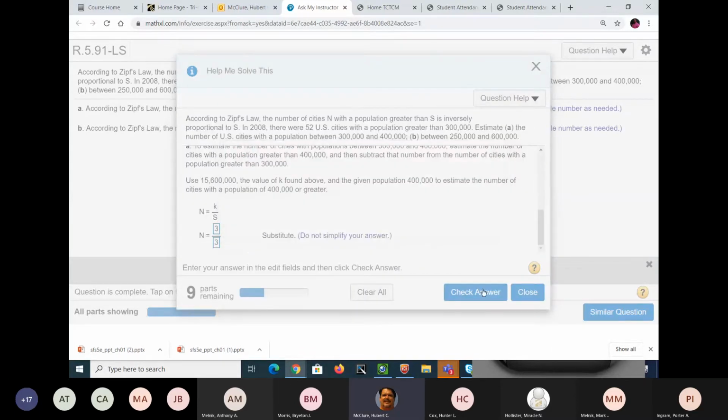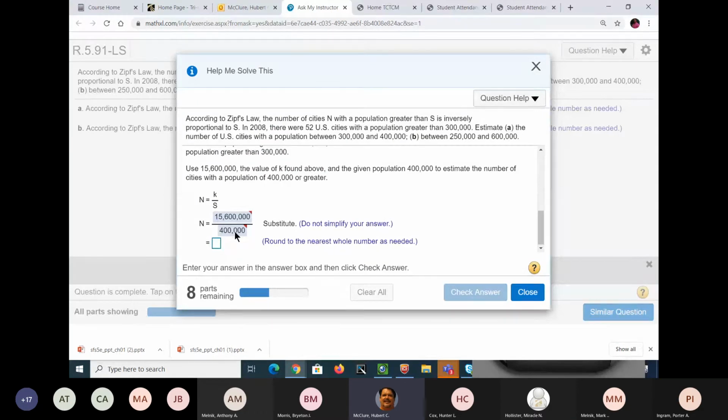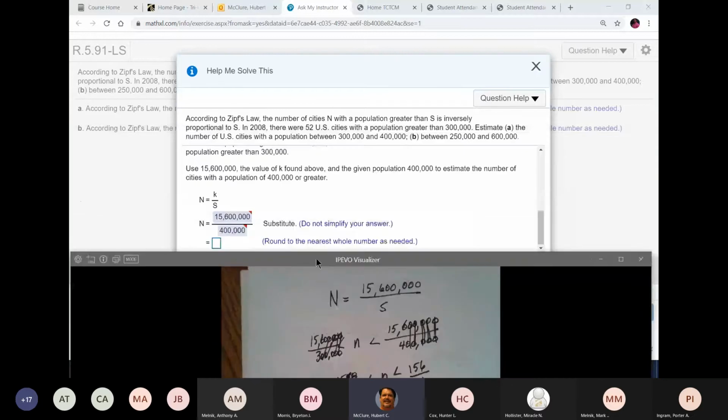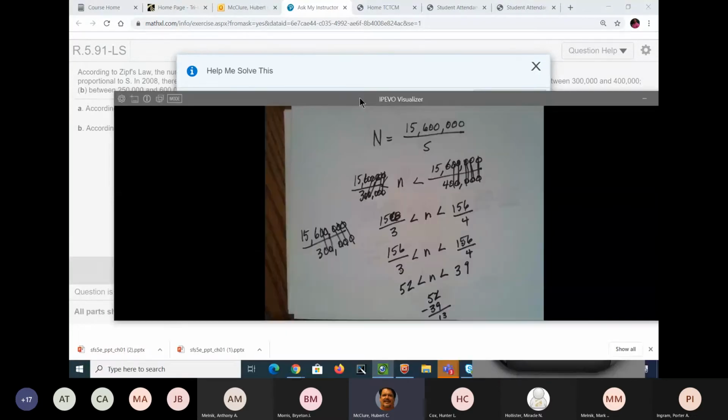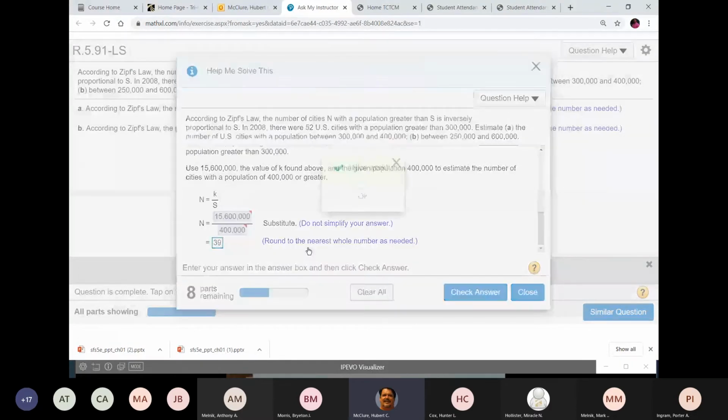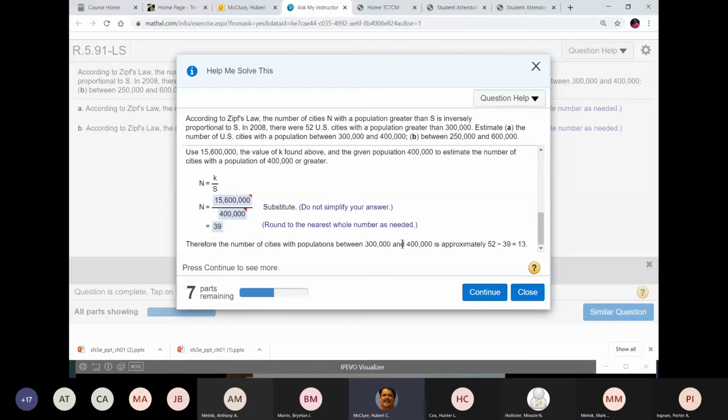Did we get 15,600? Yes, we got 15,600. I'm just making sure that I did everything right. 15,600 divided by 400, I'm going through the first part for those that I'm going through this part. I got 52. 15,600 divided by 400,000, I got 39. And what do we get? There we go, 13. So we did that right. Did somebody say something? Did you find out something while I'm talking?